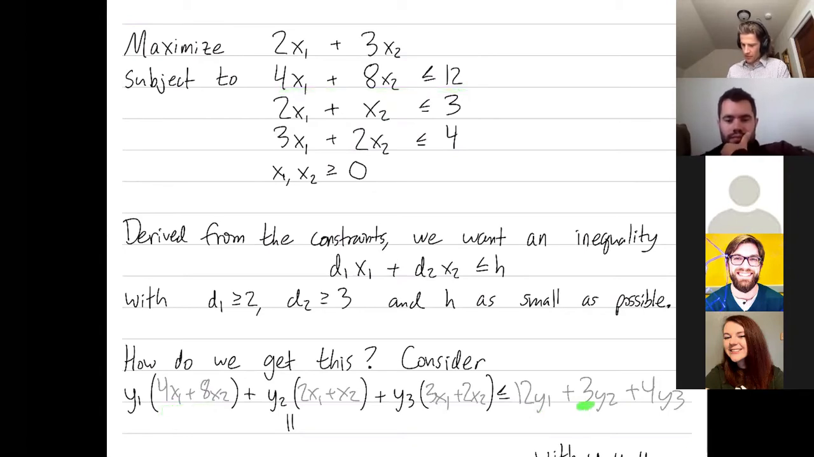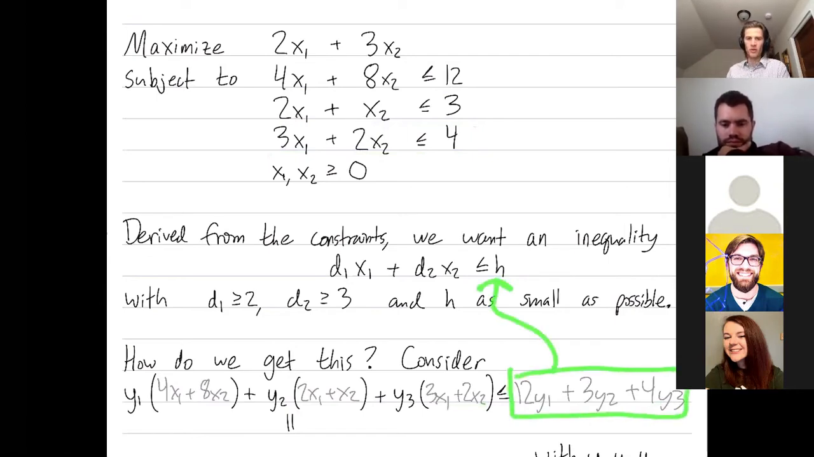And this 3 is coming from here. And this 4 is coming from there. Okay, so this is going to be our H. These are possible H's that we can obtain as upper bounds.